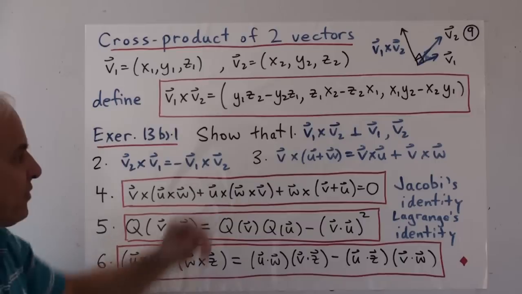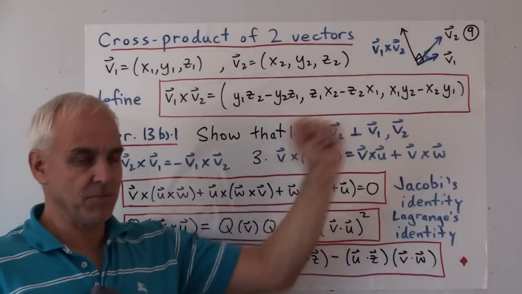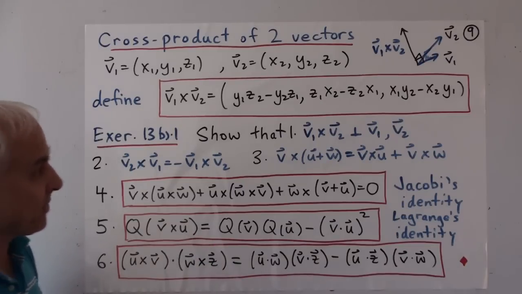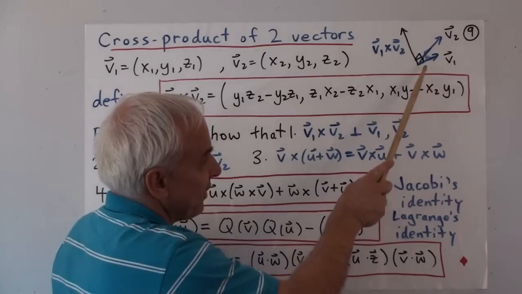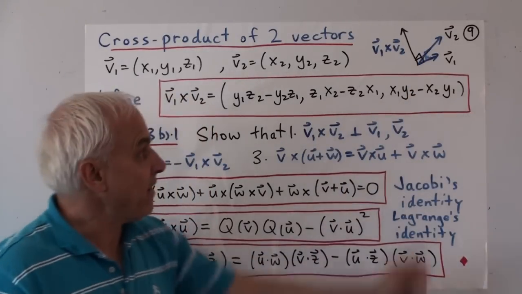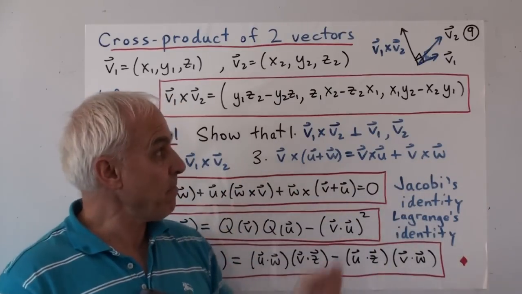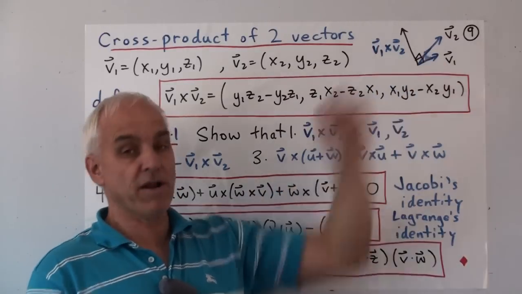All right, so for those of you who know some determinants, you can write this in terms of a determinant, and it's another vector. And it geometrically has the following properties. That if, say, there's the vector v1 and there's the vector v2, then v1 cross v2 is a vector perpendicular to both v1 and v2.